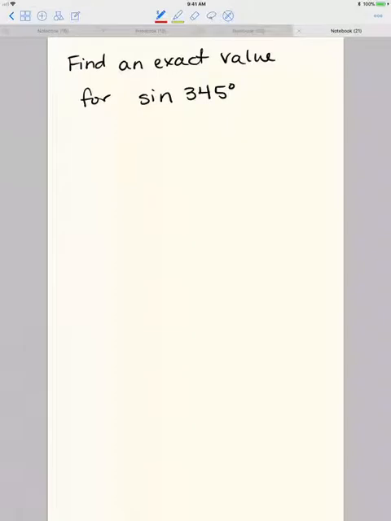All right, the next example has us find the exact value of sine of 345 degrees. A couple things to note. 345 degrees is in quadrant 4. Because it's in quadrant 4, where the coordinate points are positive, negative, and sine is a y value, the sine value should be negative.